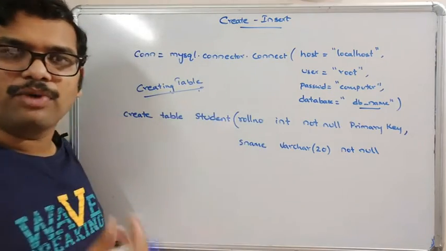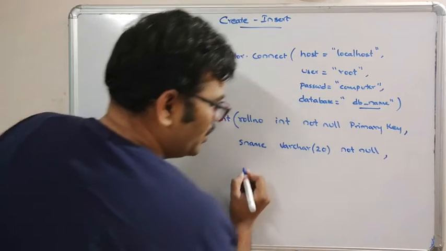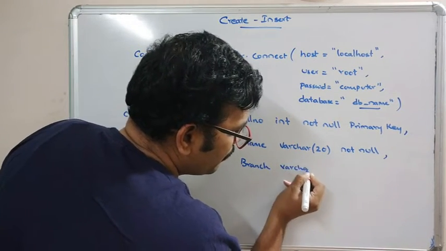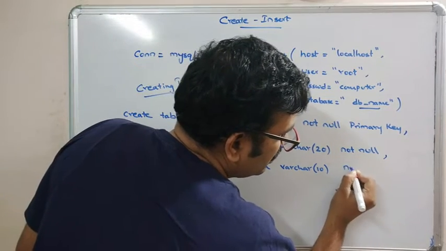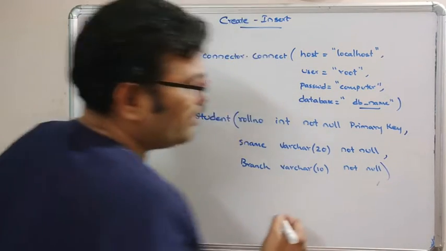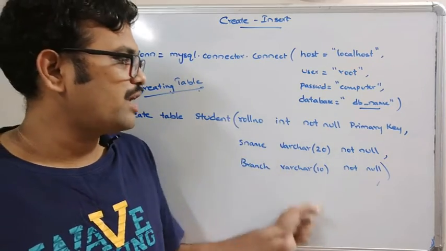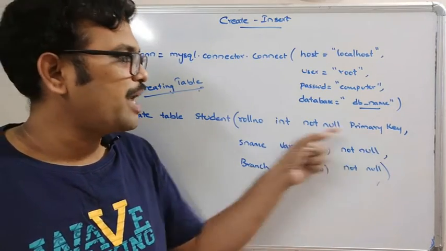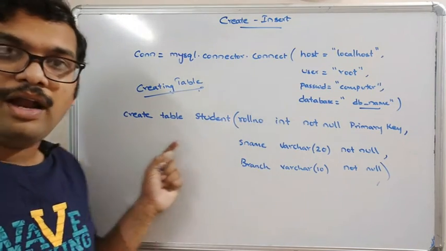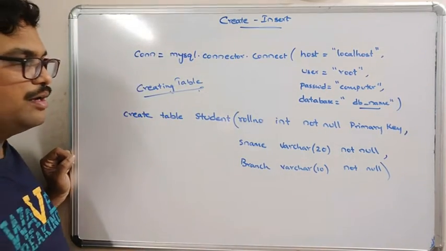The names can be equal, so I am not giving any primary key to this name. Comma, branch varchar 10 NOT NULL. Here I have given the 3 columns: roll number, name and branch. I have given NOT NULL for everything, and I have given the primary key to the roll number. So with respect to the roll number, no duplicates must be added here, right? This is how we can create the table.